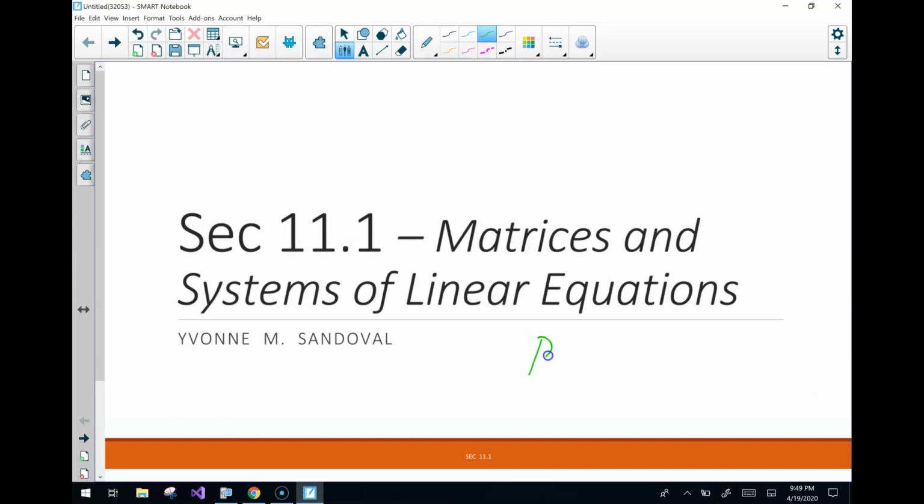Matrices and systems of linear equations, part 2.